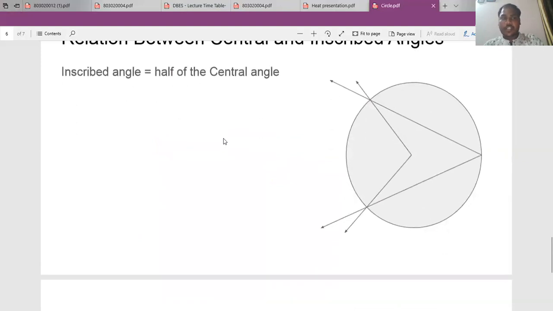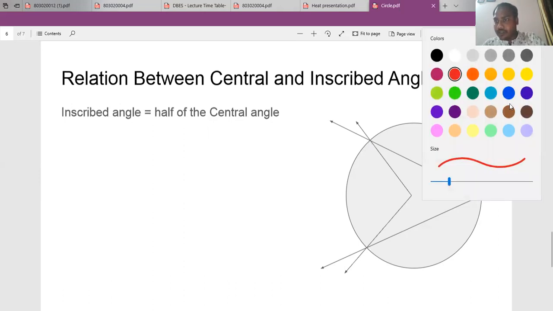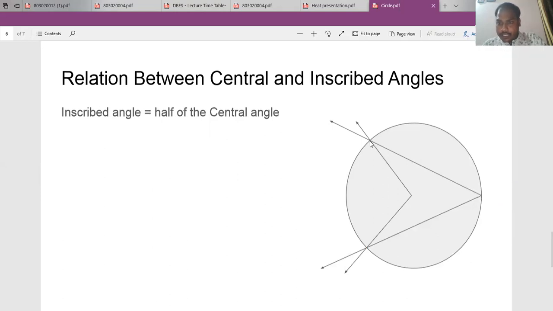Now we will move to the relation between the central angle and the inscribed angle. I have written that the inscribed angle is equal to half of the central angle, but we will understand this relation with some values. Let's give names to all the intersection points. This is the center, and this is the inscribed angle point, so we are going to give names. Just try to understand.